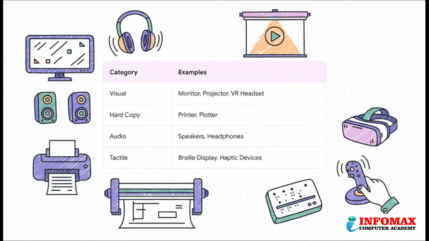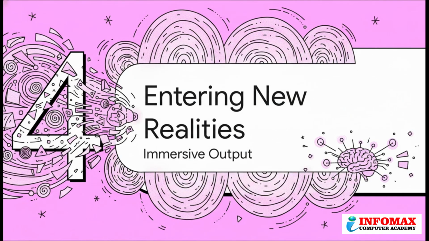So let's just pause and put it all together. If we take a step back, we can group all these devices into four main categories. You've got visual, like your monitor, hard copy, like printers, audio, which covers speakers and headphones, and finally, tactile devices that communicate through touch.